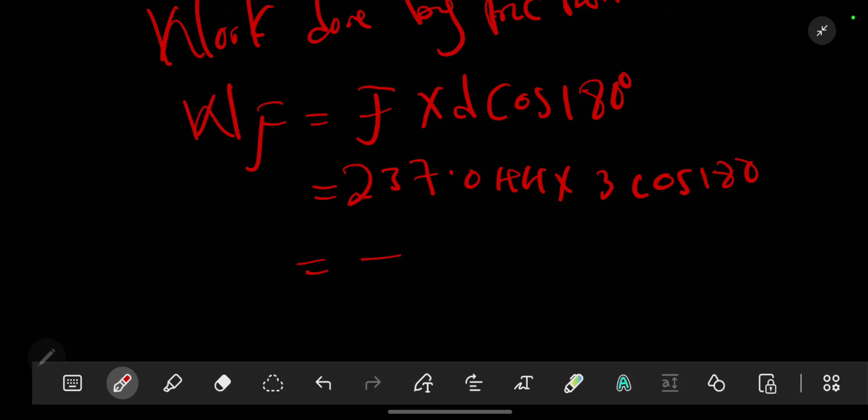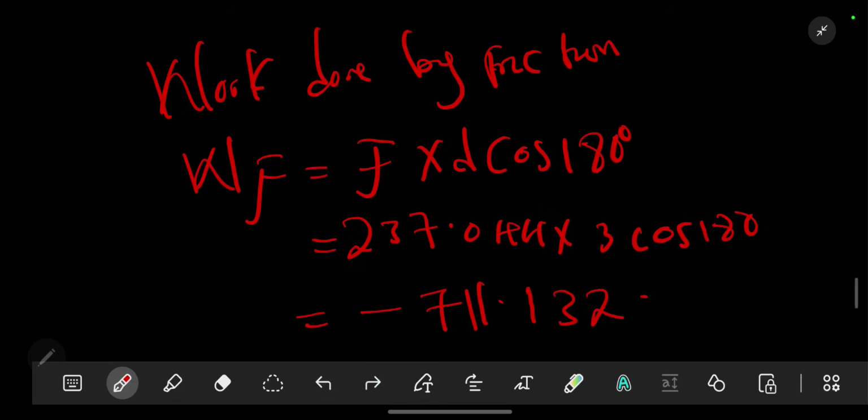237.044 times our 3 times cosine of 180 will give us a negative value. So we have negative 711.132. So this is work, so the unit will be joules. So this will be the work by friction.